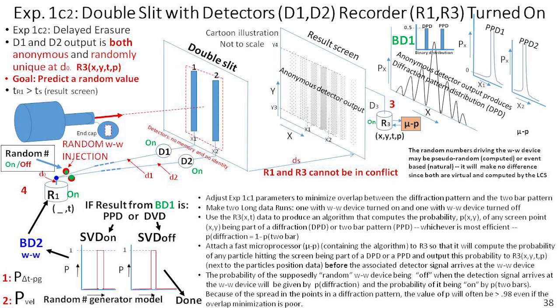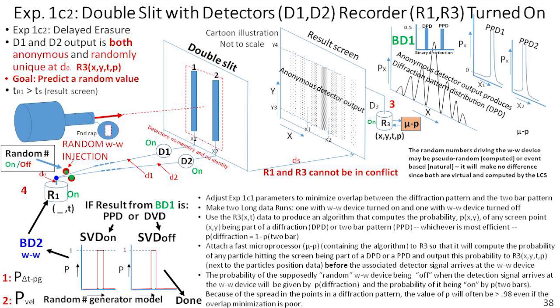See, what I'll do is I'll take all that data, that 200,000 points, and I'll look at every point on the screen, and I'll look at the five closest data points that we measured to that point on the screen. And let's say three of those closest points were diffraction patterns and two were particle patterns. In that case, the probability of that point being a diffraction pattern will be 3 out of 5. The probability of it being a particle pattern will be 2 out of 5. So see, we'll have a probability of being in a diffraction or a particle pattern for every point on the result screen.